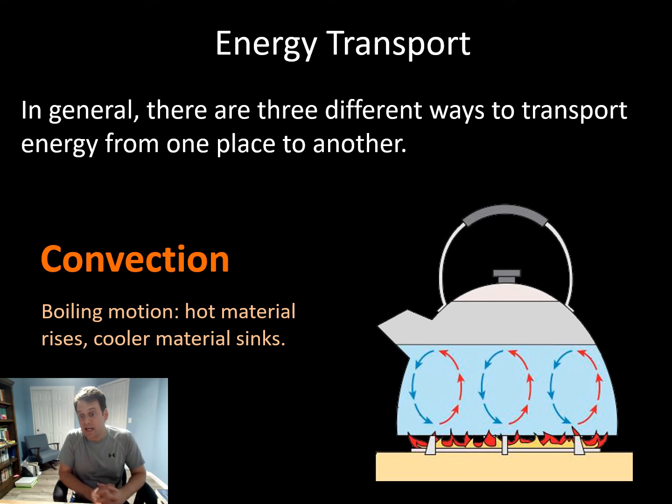If you could look inside a tea kettle as you boil water on the stove, water near the burner gets heated up. It becomes less dense as it heats. It rises. That rising pushes the cold water that's up at the top down towards the burner. As it gets down there, it begins to heat up thanks to the flame again, or the burner, and the cycle continues.